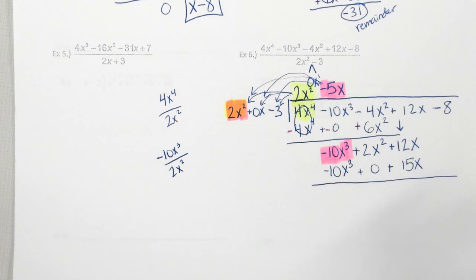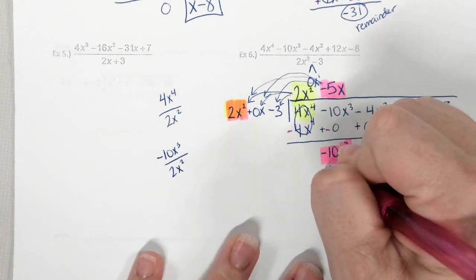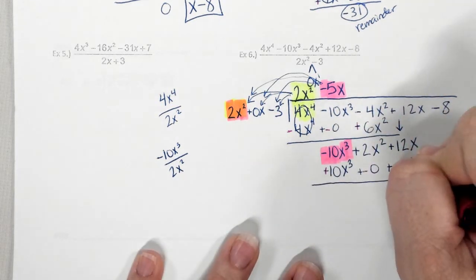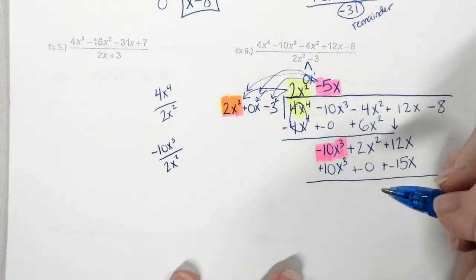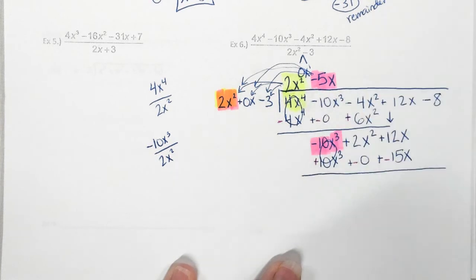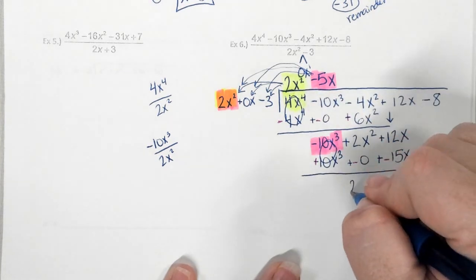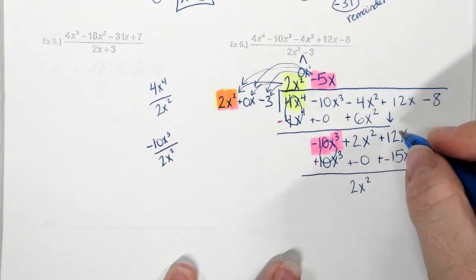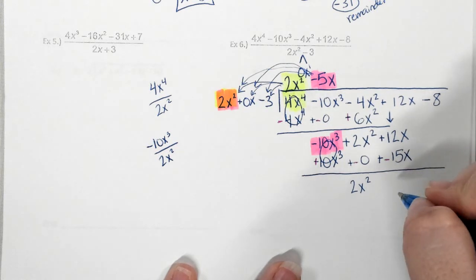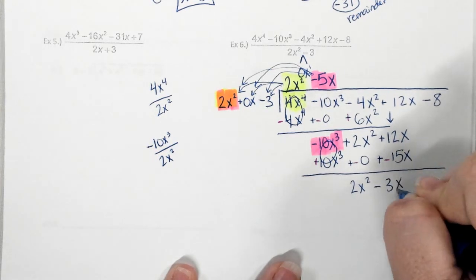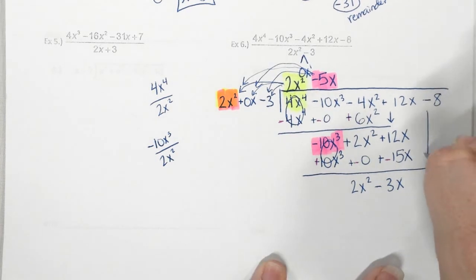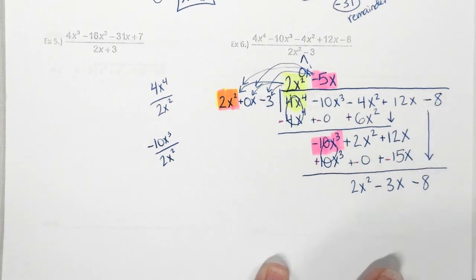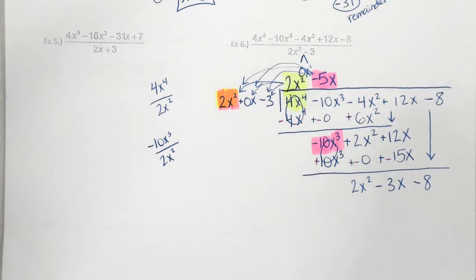Now what do I do? Subtract. So this becomes plus, minus, minus. Does my first term cancel? Yes, which should happen every time. This gives me 2x squared. And what does that leave me with? Minus 3x. Now what? Bring down my minus 8. Now I just brought down my last term, which means this is the last step.